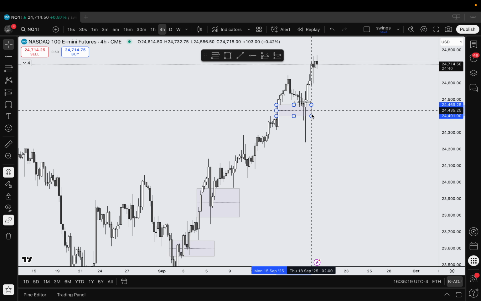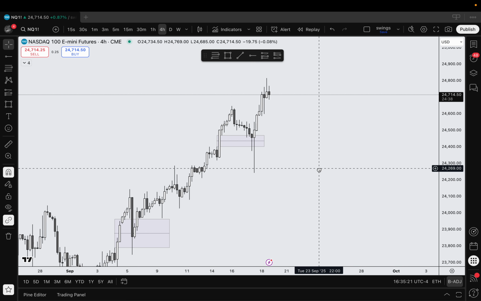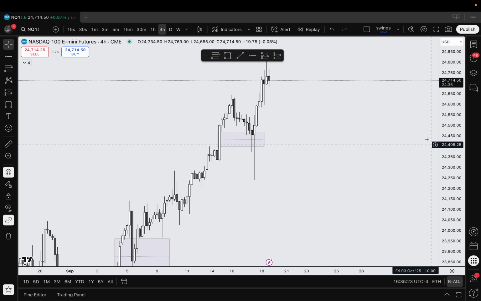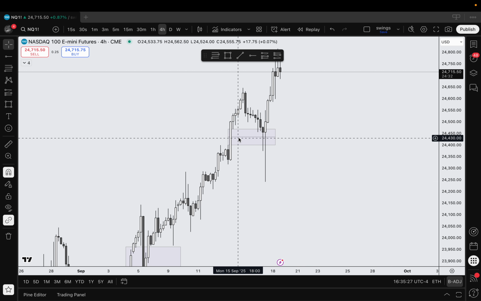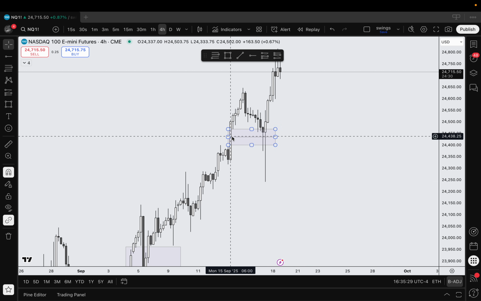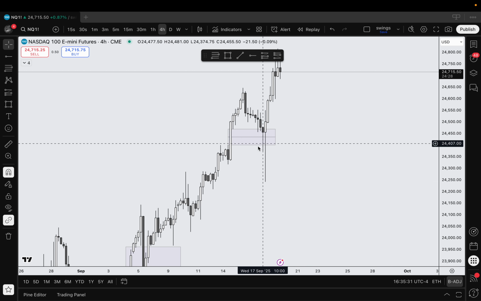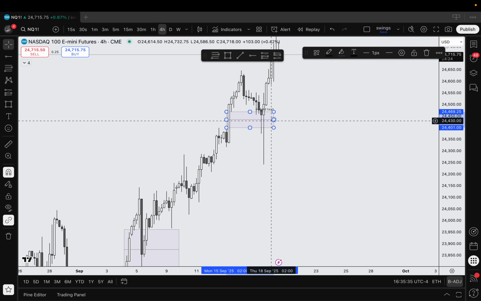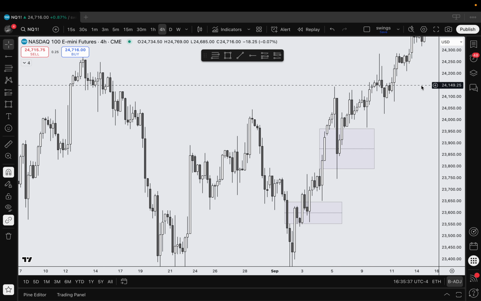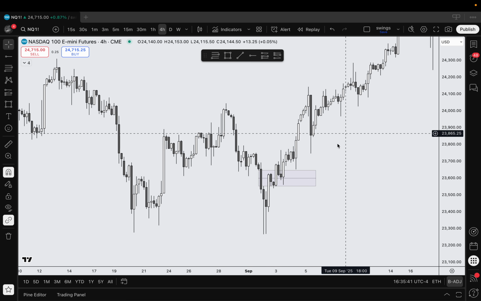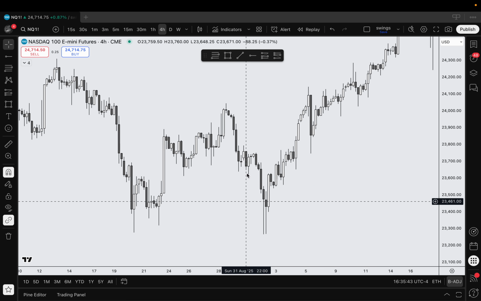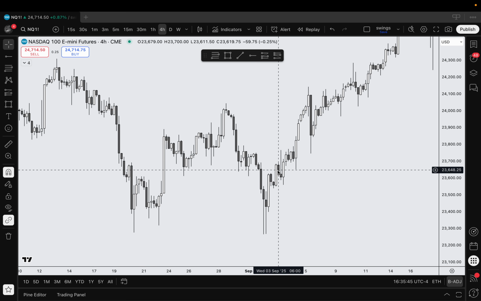So what the market does is very simple. The market always follows the same process, which is from internal, which would be imbalances, to external. And that's pretty much what it does always. But we are going to dumb it down even more, and we're just going to follow simple rules of trading.